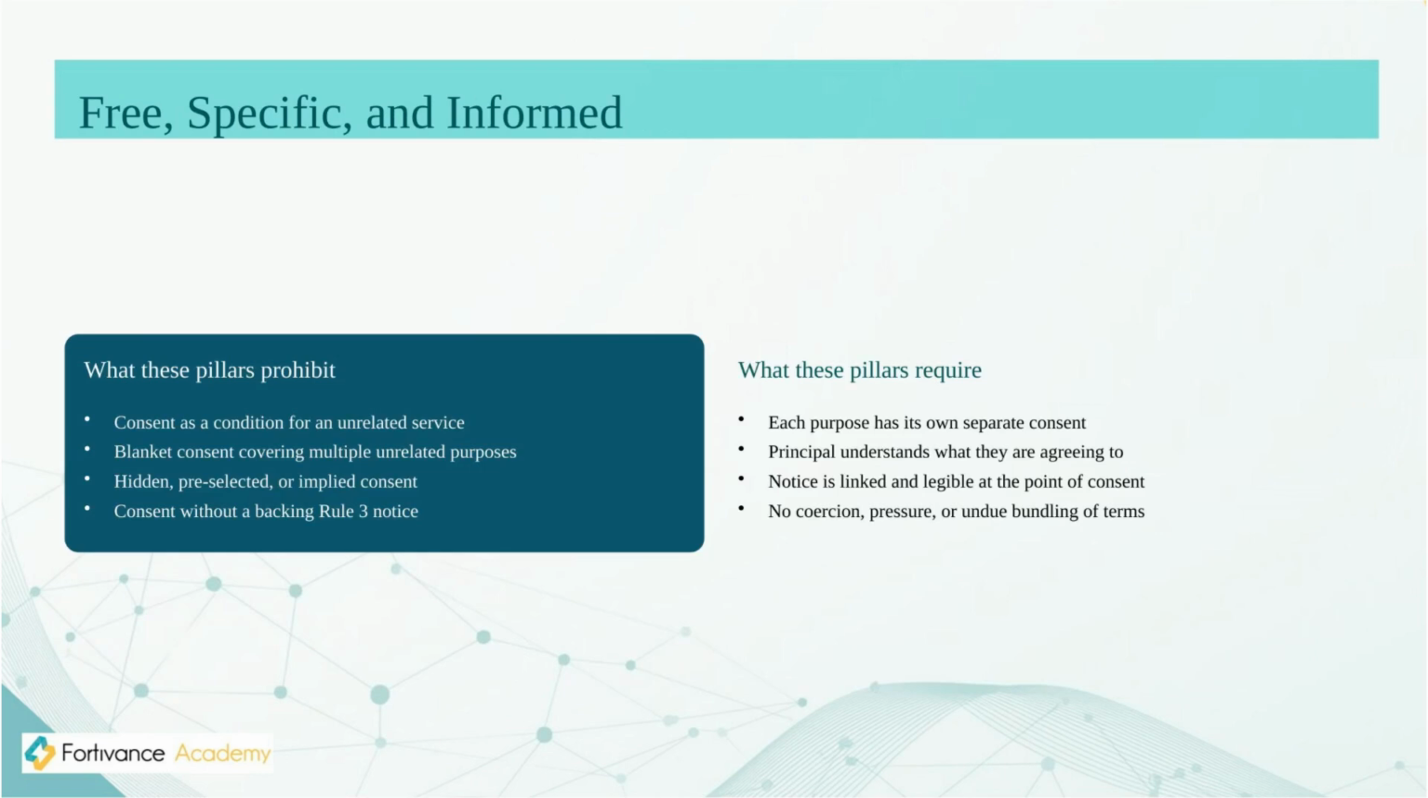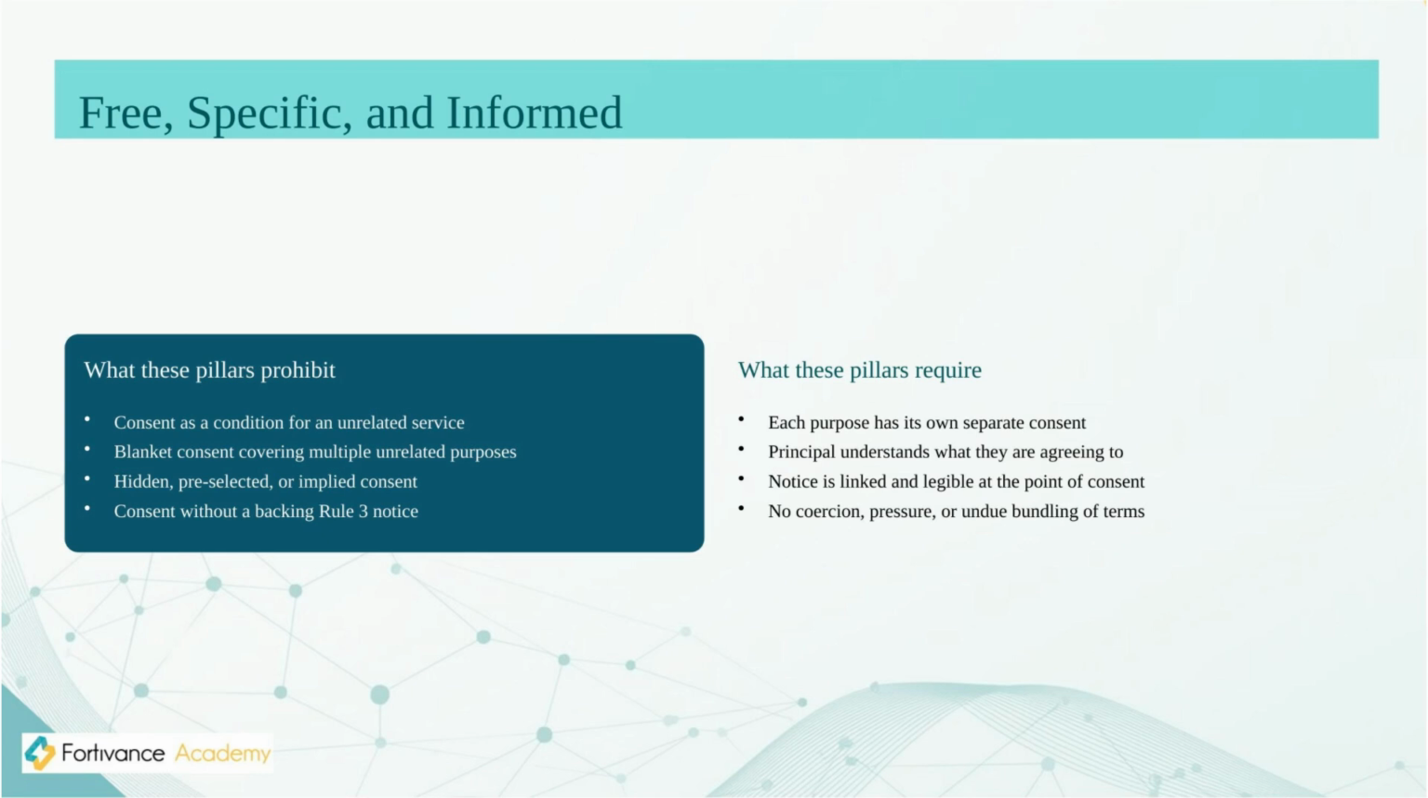Free, specific, and informed. Start with free. Consent is free only when the person genuinely could have said no without unfair consequences. Picture an app that says, agree to share your contacts for marketing or you can't use the app at all, when the app has nothing to do with your contacts. That's not freedom, that's pressure dressed up as choice.